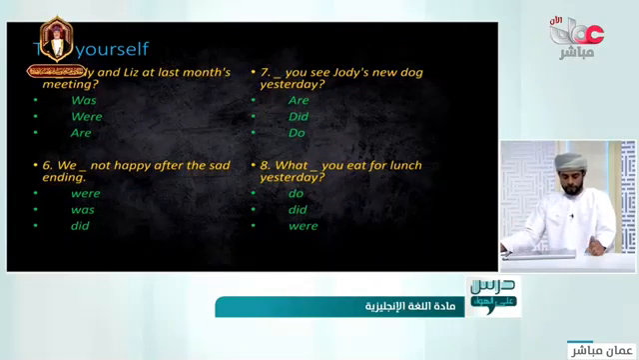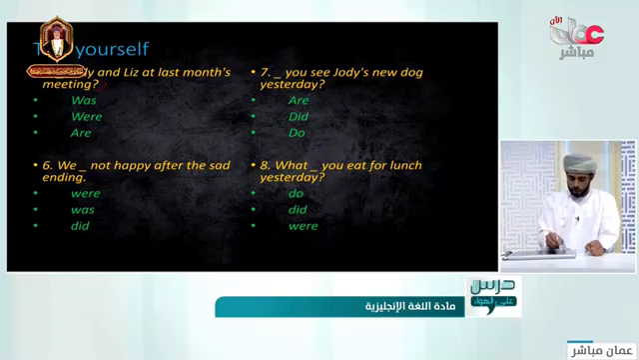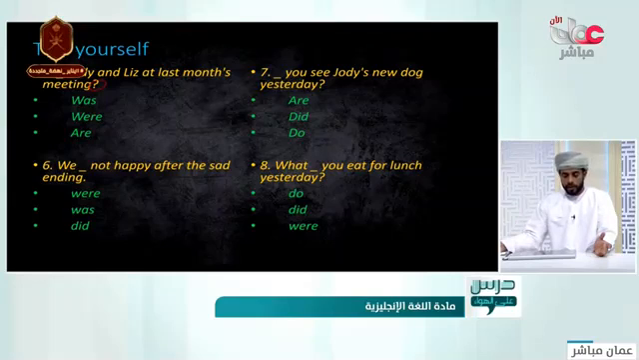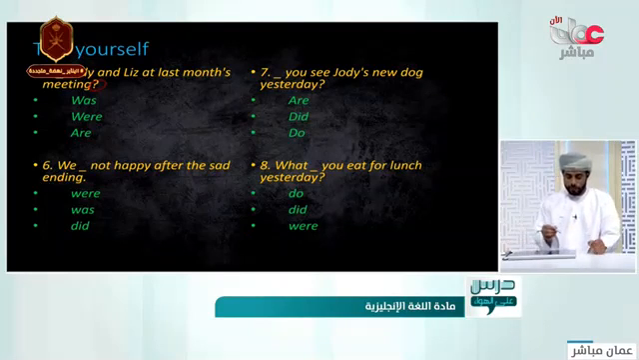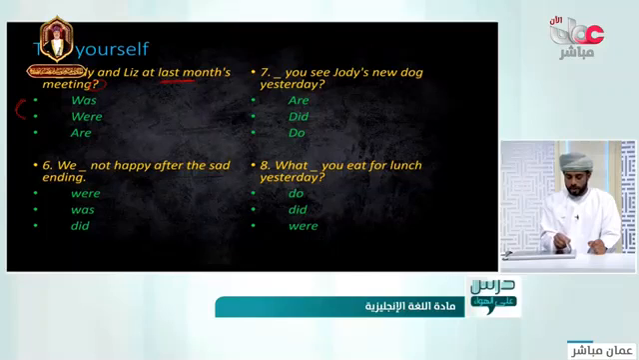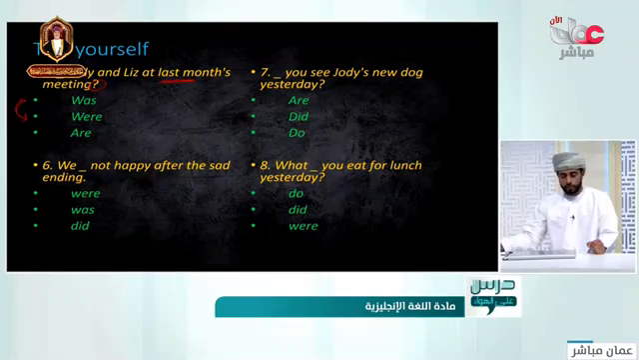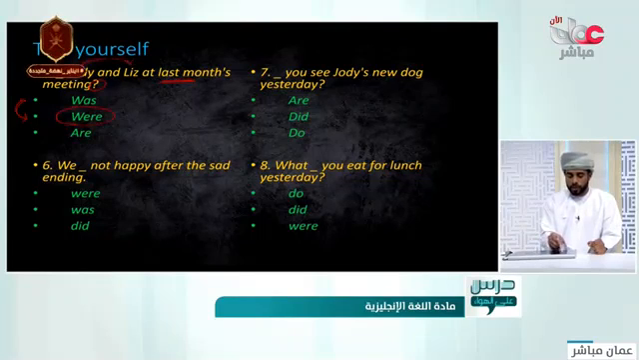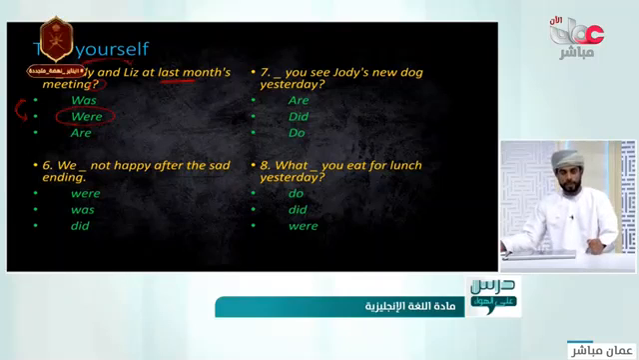Number 5: Judy and Liz at last month's meeting. There's a question in here. Do we have an infinitive in this question? No, there's no infinitive, so there's no movement. There's nothing like "did" or "does". Because it is last month, we only have these two, either "was" or "were", because it's talking about the past. Which one of them is the most suitable? Of course, "were". Why is it "were"? Because we are talking about two persons or characters in here, Judy and Liz.